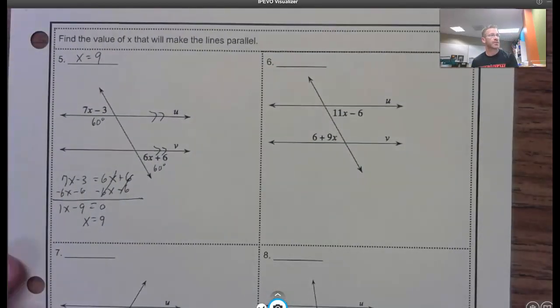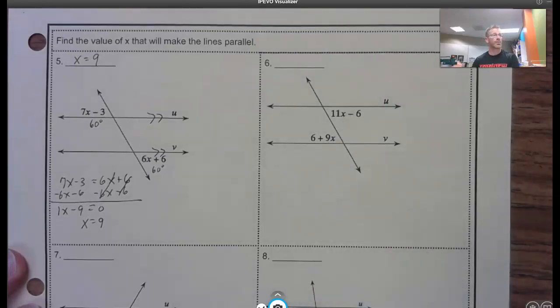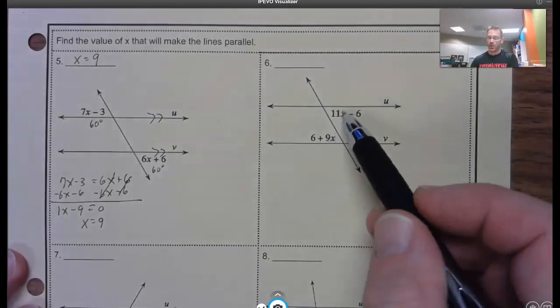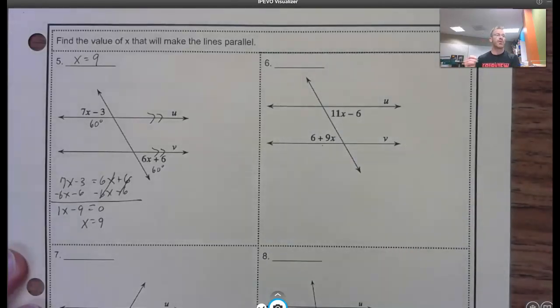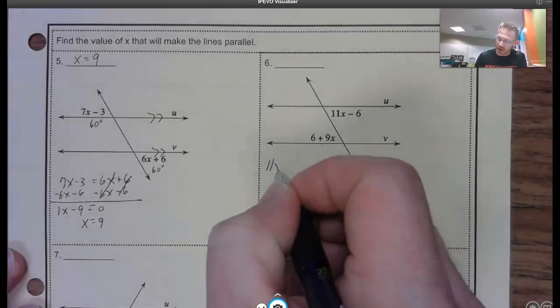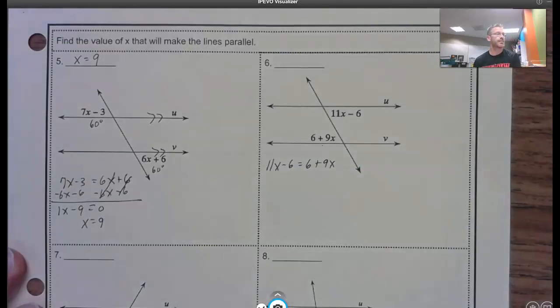All right, so if we look at number 6, once again, we start with what kind of angles do we have, and then what relationship do we want. So these are alternate interior angles, and so if we want our lines to be parallel, we want alternate interior angles to be equal. All right, so I want 11x minus 6 to equal 6 plus 9x. Now once again, once I establish that relationship and write my equation, we get into solving.